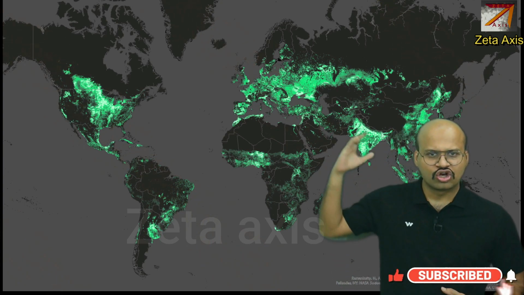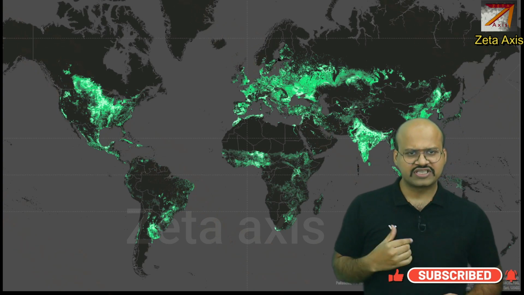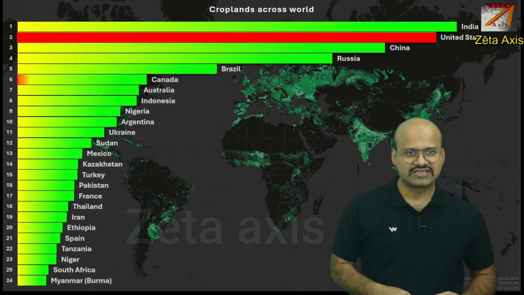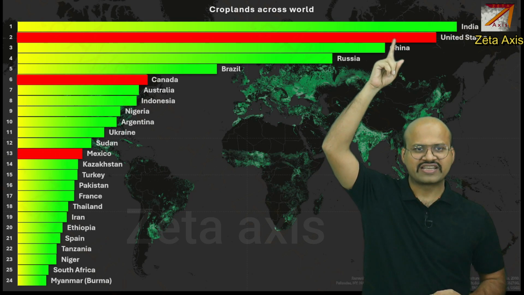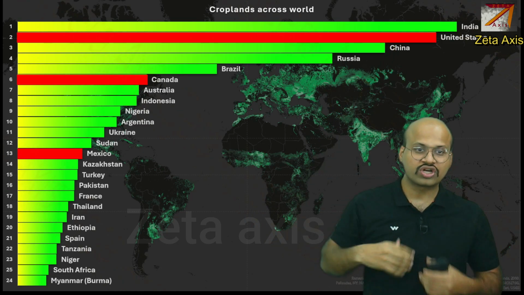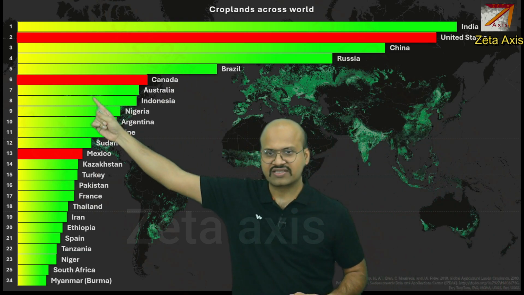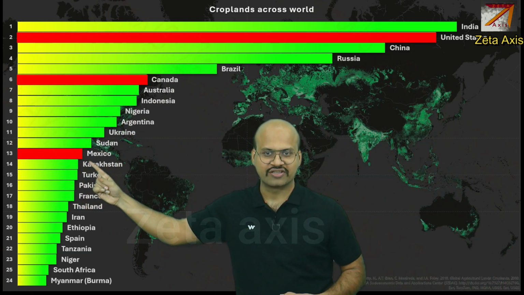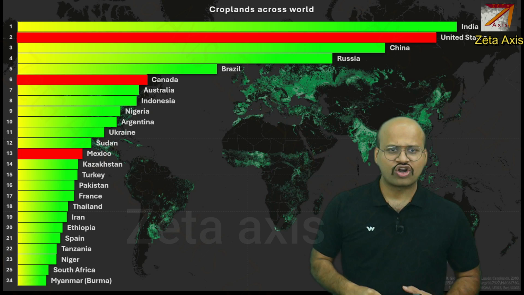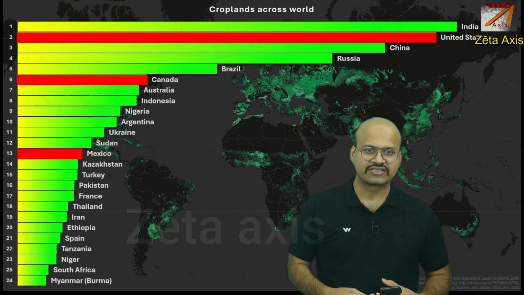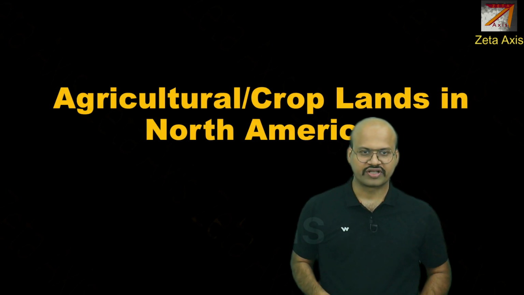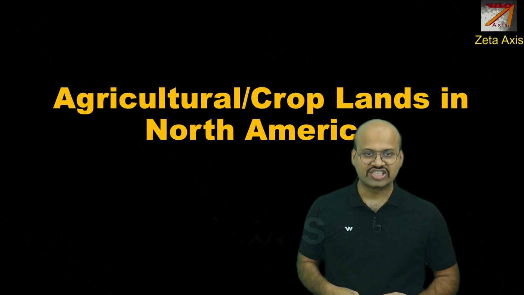So these are the croplands across the world, and if we see the comparison, then we can clearly see that the United States is at second position in the total croplands across all the countries. Canada is at 6th and Mexico is at 13th. From this we can clearly see that a lot of agricultural activity occurs across the North American continent. Now let's see the agricultural croplands in North America.